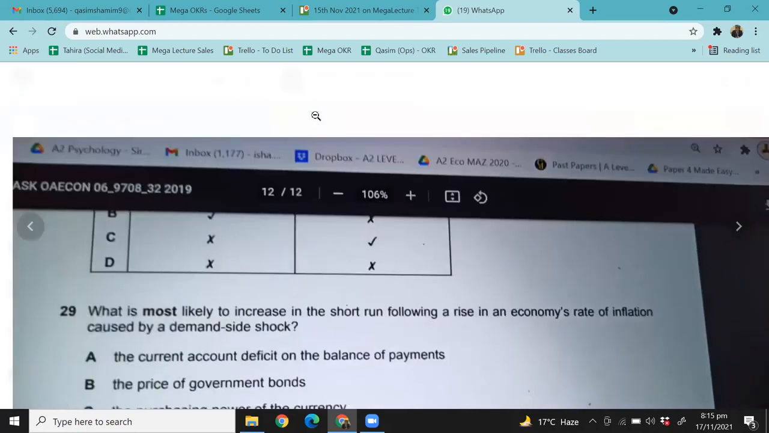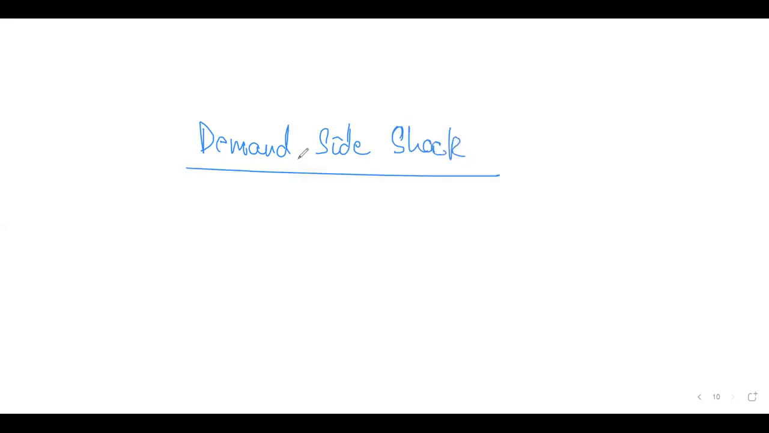Okay, think about this, students. Have a look at this. What was the question saying? The question was saying that due to supply side shock, sorry, demand side shock, the demand side shock has resulted in a higher rate of inflation, right? Now, what happens when there's inflation? Because it was saying what will happen in the short run.